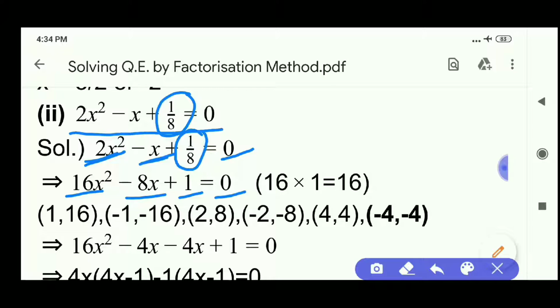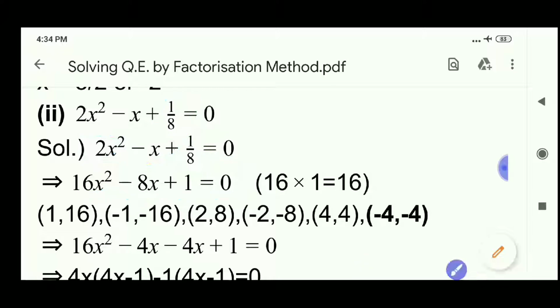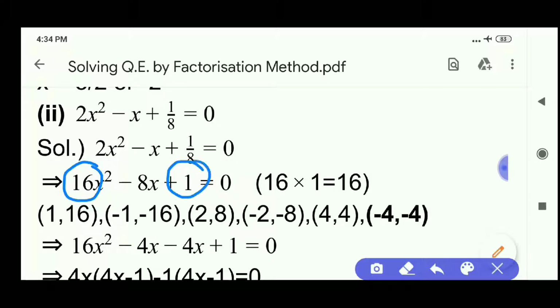Now, step 1. Do you remember what is step 1? Multiply x square coefficient and constant. That means 16 into 1. It is 16. Now factorize this 16. 1, 16. Minus 1, minus 16. 2, 8. Minus 2, minus 8. 4, 4. Minus 4, minus 4.